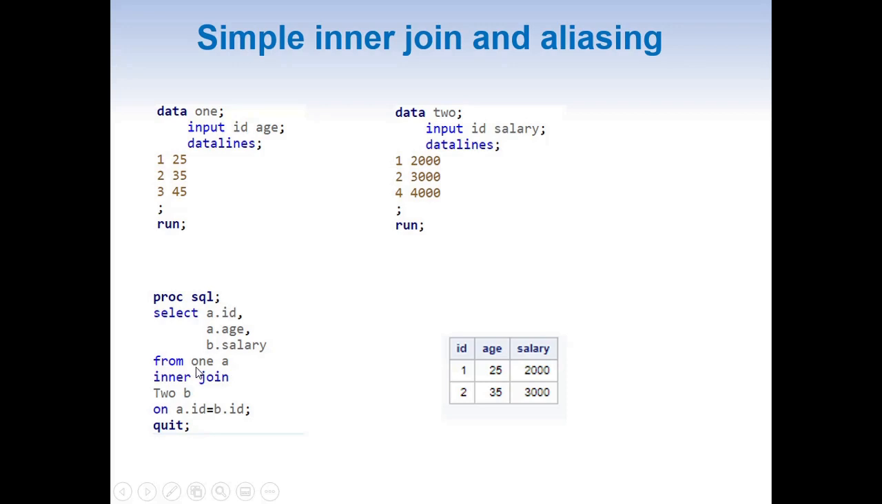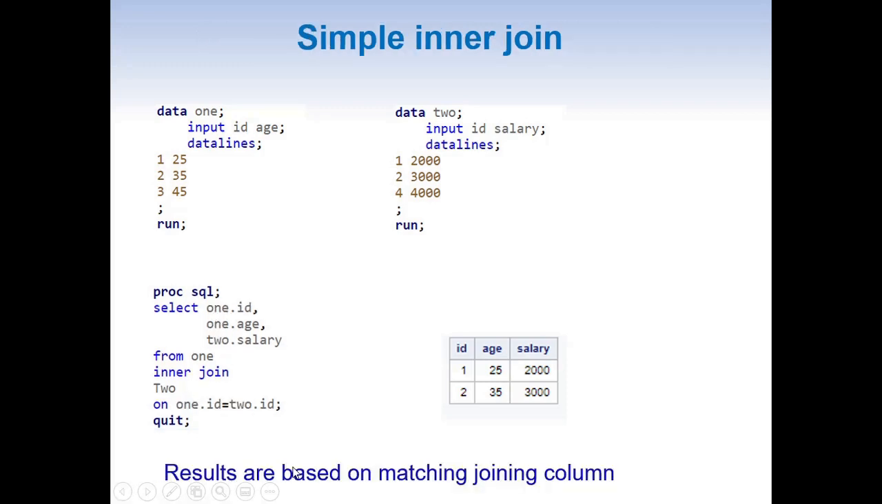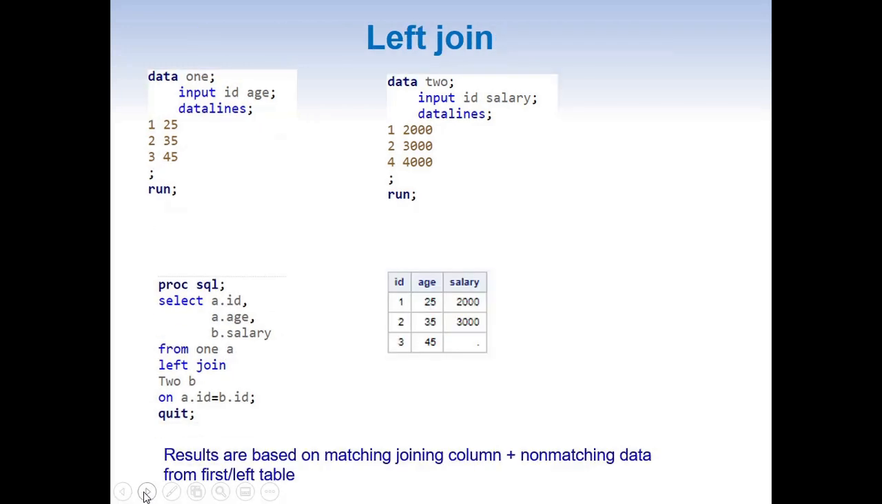An alias, we can write 1 as A, but 1 and space A also works. In simple inner join, your results are based on matching of joining column. Now let us quickly go ahead and look into a left join. A left join is also very similar to inner join with some additional results.